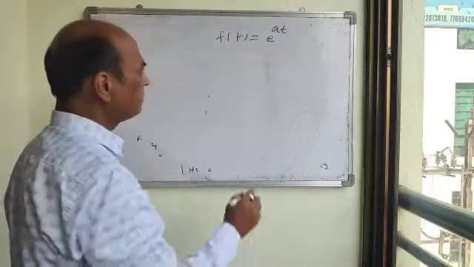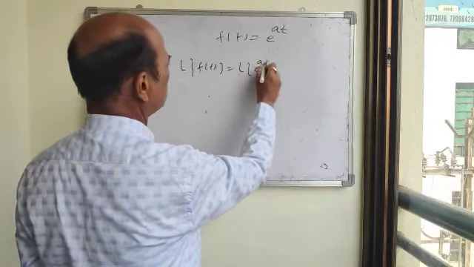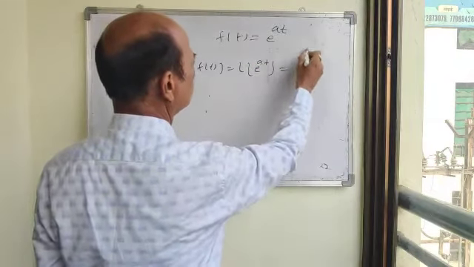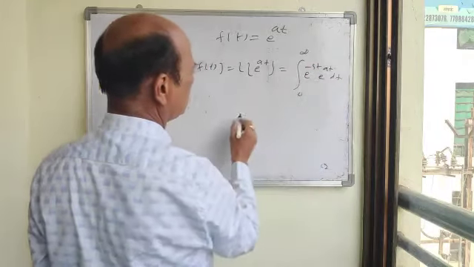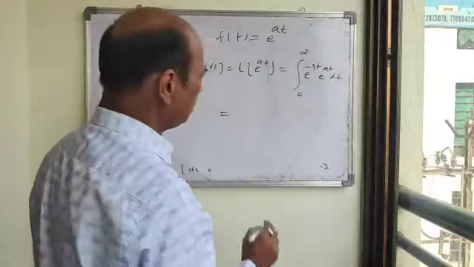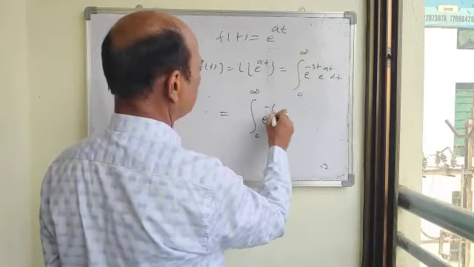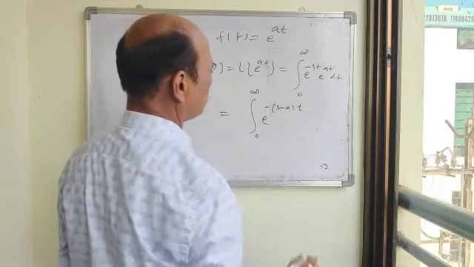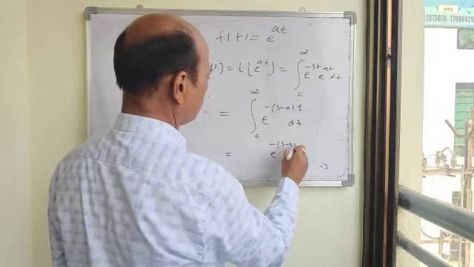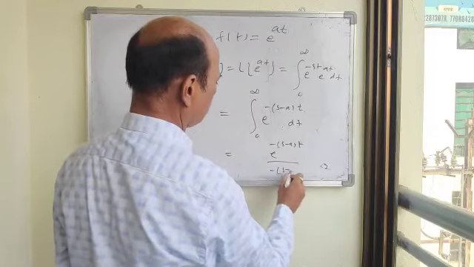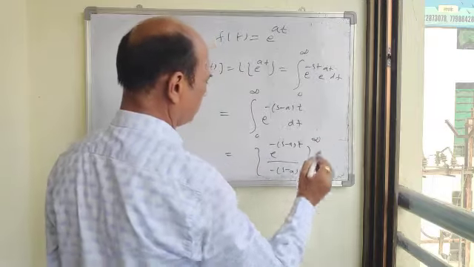Exponential function. Then L of f of t, that is L of e to the power at, is equal to the integration from 0 to infinity of e to the power minus st times e to the power at dt. So let us solve this integration. That is equal to the integration from 0 to infinity of e to the power minus (s minus a)t dt, taking the common factor, and its integration is e to the power minus (s minus a)t upon minus (s minus a). Now let us take the upper limit and lower limit.